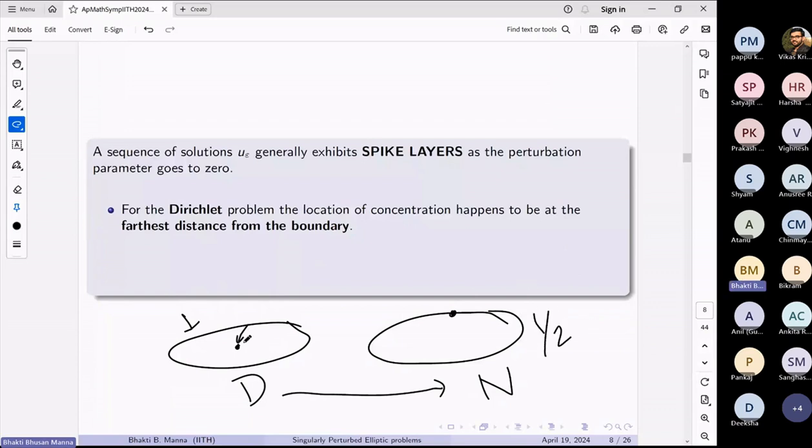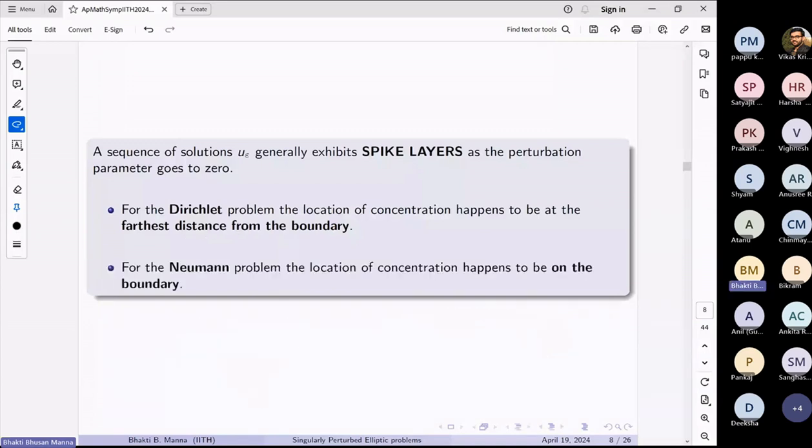And that is the reason that here the solution spreads over all around the point. But for the Neumann case, it can only spread over half of the domain. The other part is not there. And this is intuitively the reason why the energy becomes half here. So this is the difference between the Dirichlet and Neumann cases. This is the furthest distance from the boundary, and in the Neumann problem, concentration happens on the boundary, basically. So these are the two very interesting phenomena.